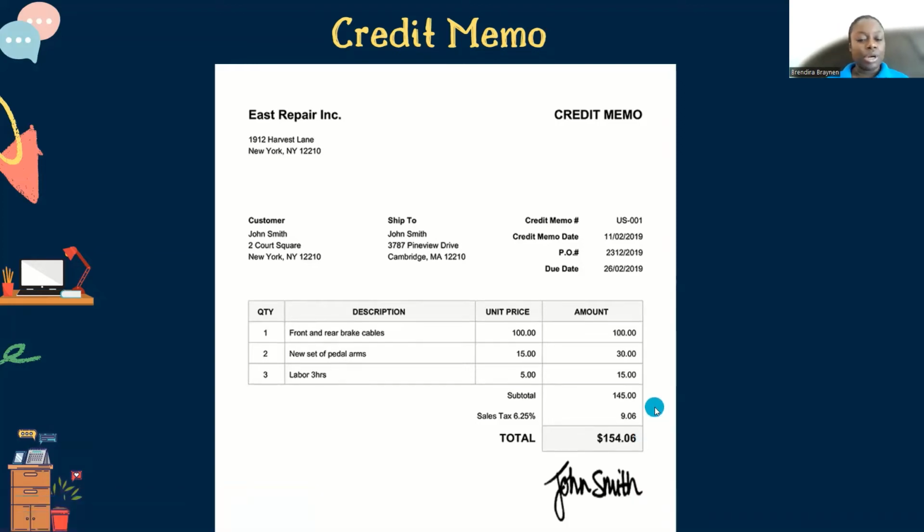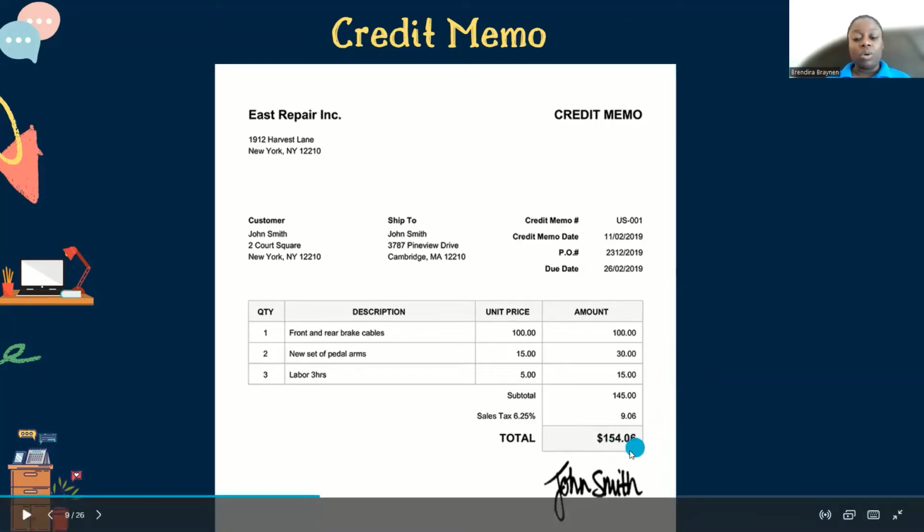So whenever there's a return, or there's damaged goods, or somebody doesn't want anything anymore, a company issues a credit memo acknowledging that this is an amount that the customer no longer has to pay the company.